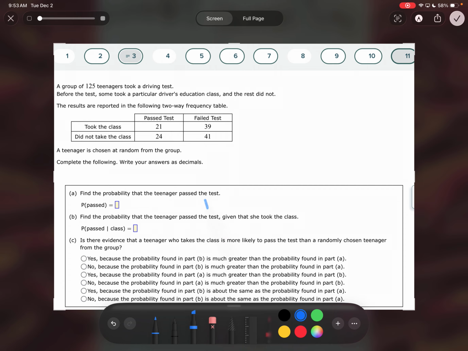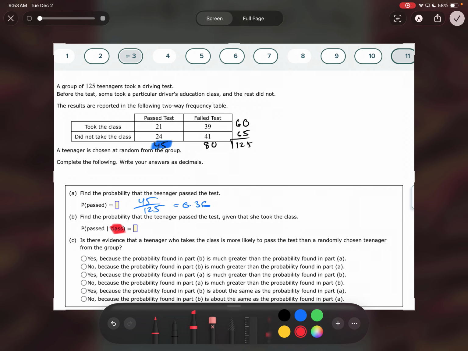Probability that a teenager passes the test. Oh man, let's go ahead and total these up so I don't have to do it later. 45, 80, 125, 60, 65. Okay, now let's go back. Probability the teenager passes the test. So if they pass the test, it would be this number right here, right? So that'd be 45 out of 125. I'm going to do that in the calculator because we need the decimal for this one. That is 0.36.